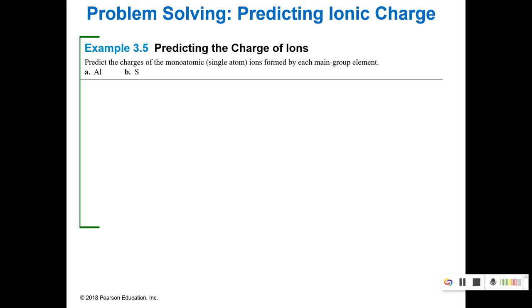Okay, so predict the charges. So we go to aluminum. It's under boron. So aluminum would be 3+, and sulfur would be 2-.